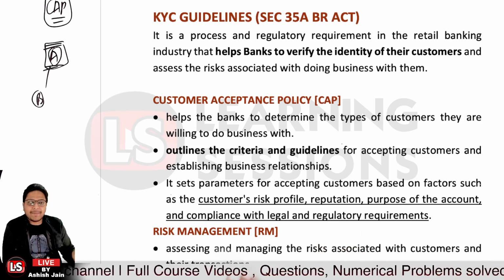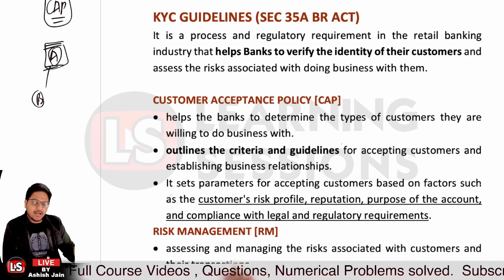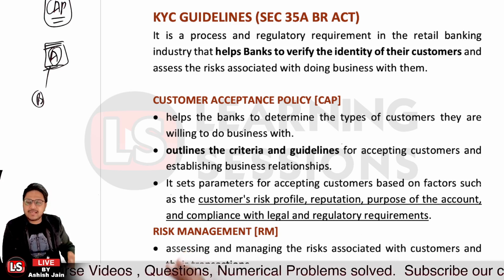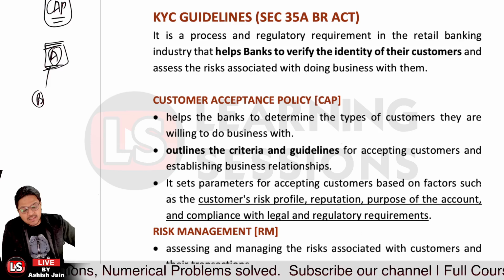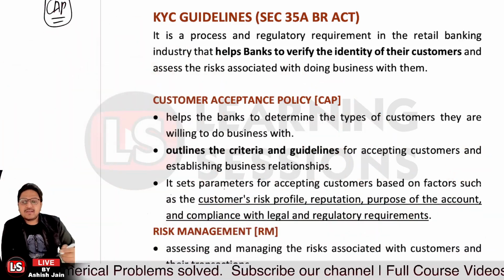So it will be setting up the parameters, the factors related to the risk profile of the customer, related to the reputation of the customer, and so on. So it's a customer acceptance policy. That's the first pillar. The second one is related to risk management.